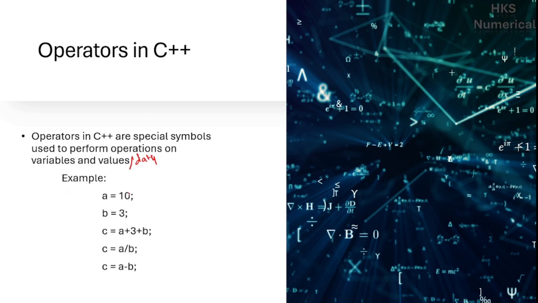For example, here 10 is assigned to A, 3 is assigned to B. The assignment operator equal to has been used. Here an arithmetic operation is going on and the assignment operator is coming. The arithmetic plus symbol has been used, so C is equal to 10 plus 3, which will be 13. Here for division, C is equal to 10 divided by 3 will be 3.33 if it is float or double. If it is integer, then only 3 will be stored into C. C is equal to A minus B, 10 minus 3, is equal to 7.